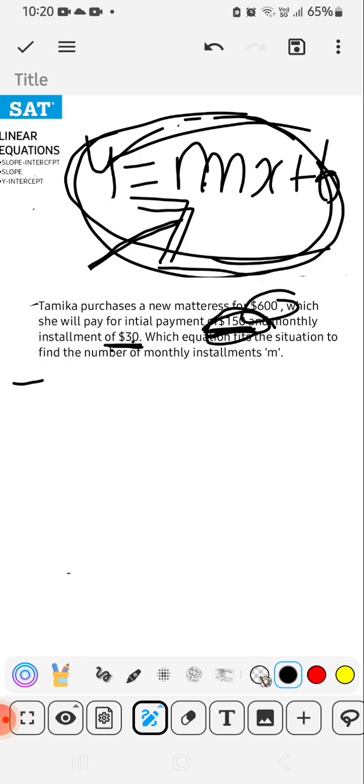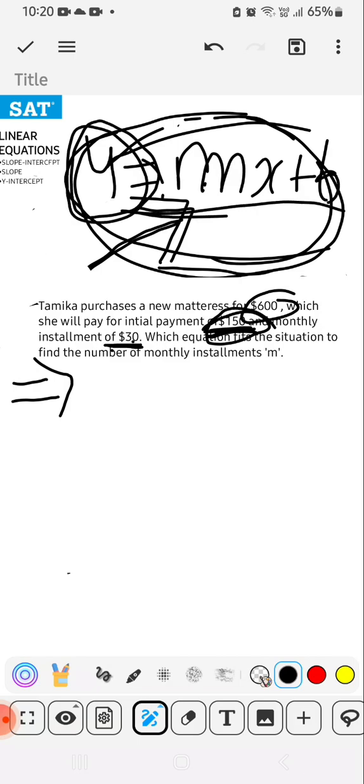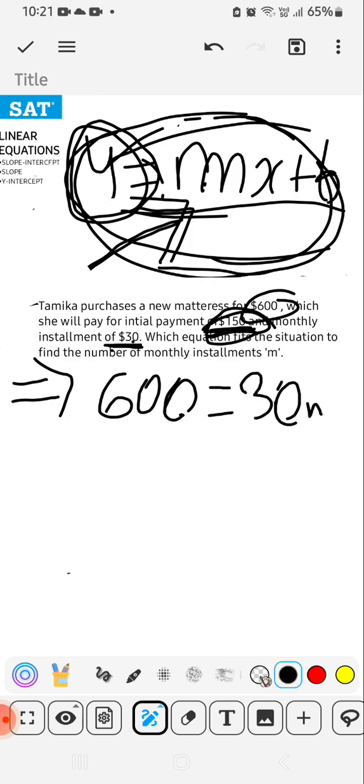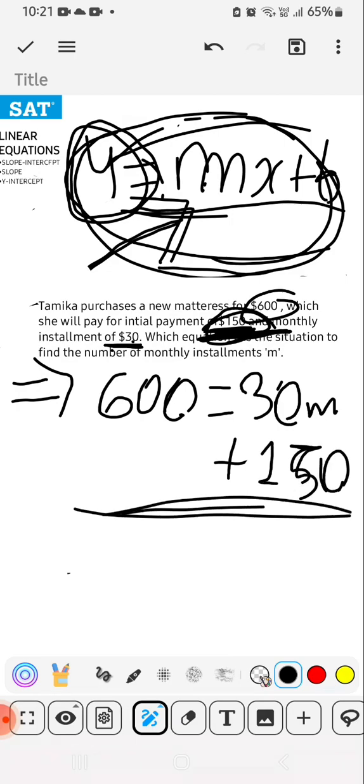So now we have to form the equation, which would be in this form. This y refers to the total, so we would write 600 equals, now what is the slope? We know that it's 30. It would be 30m plus, what is the initial payment, the y-intercept? It is 150. Let me write it properly. 150. Pardon my handwriting. This would be the equation.